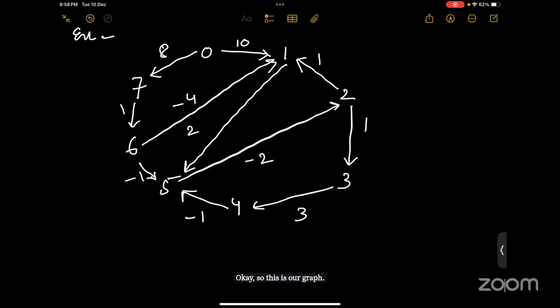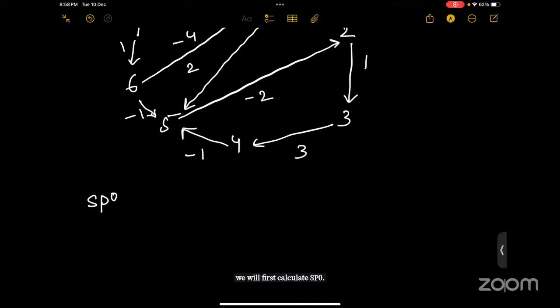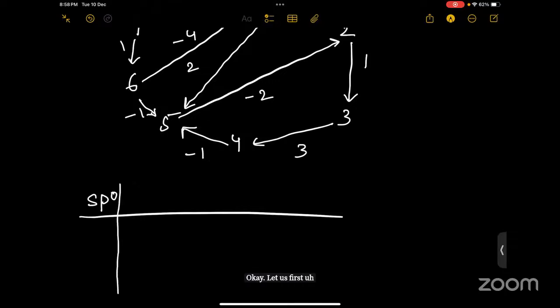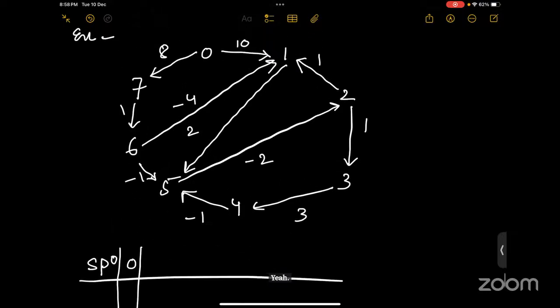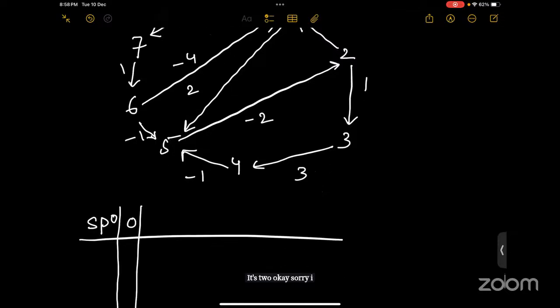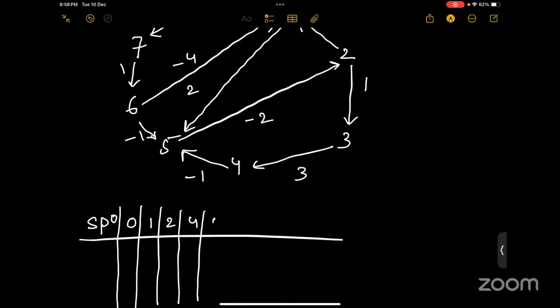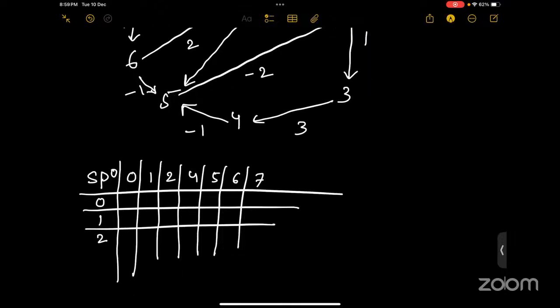We will first calculate SP0. Let us first write all the vertices. So we have 0, 1 to 5. It's 2. Okay, sorry. Yeah, I think it's 2. I forget. So this class will be little lengthy. Oh, I forgot to write 3.